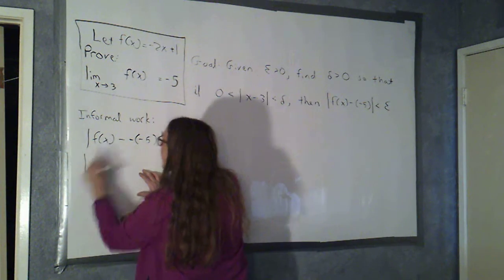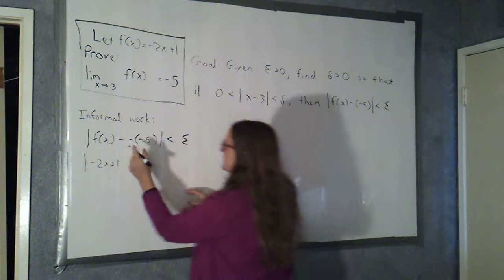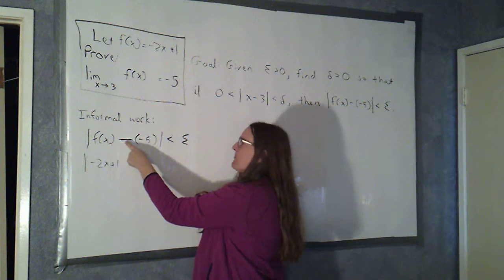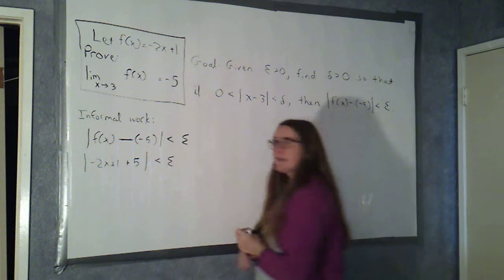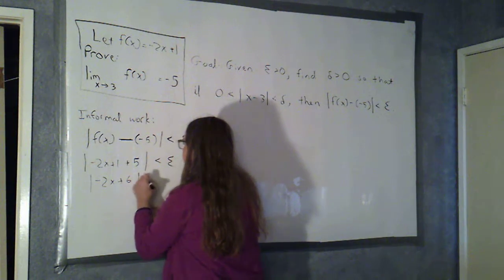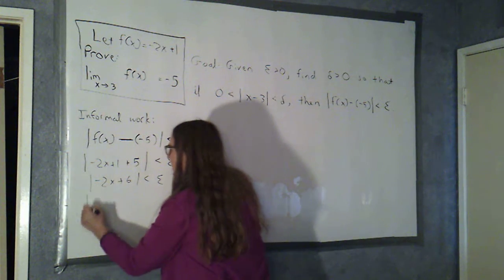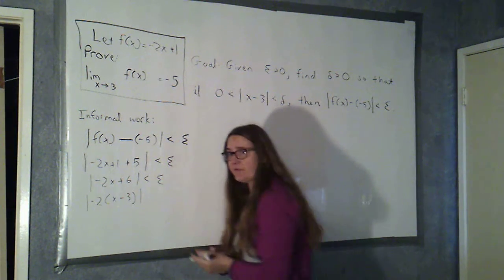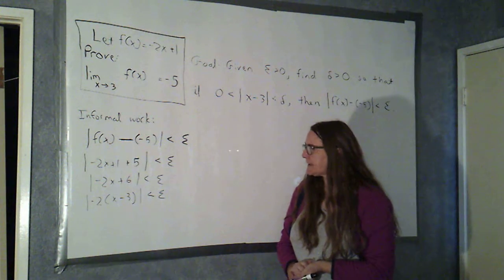Okay, so let's see. f of x, that was just negative 2x plus 1. Subtracting, sorry, I had two negative signs there initially. That should have just been minus a negative 5. Those two negative signs become plus 5. I want that to be less than epsilon. So I'll add the 1 and the 5, so I get the absolute value of negative 2x plus 6 less than epsilon. And then I'm going to factor out that negative 2 that's in front of the x. And when I do that, still inside the absolute value, I get negative 2 times x minus 3. And I want this to be less than epsilon.